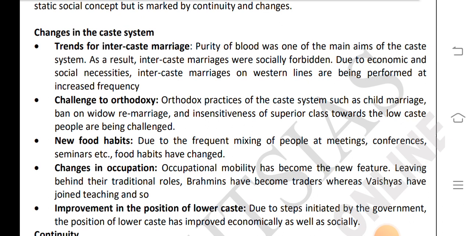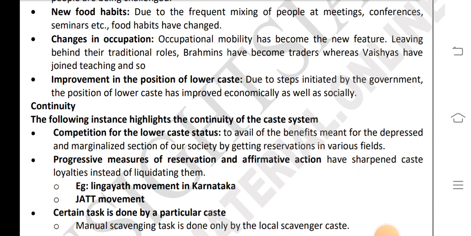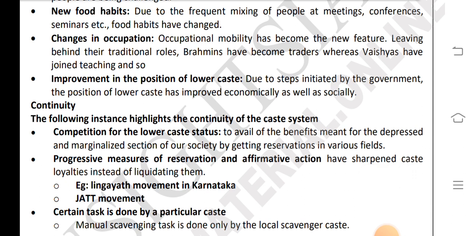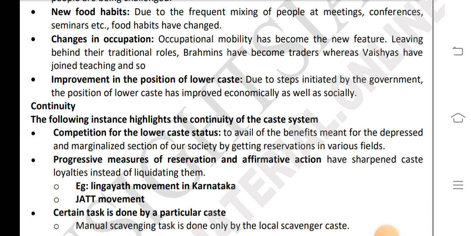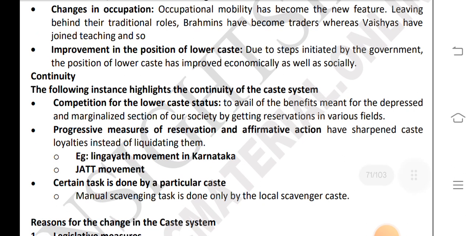Traits: intercaste marriages and purity of blood were one of the main aims of the caste system. As a result, intercaste marriages were socially forbidden due to economic and social necessities, but now intercaste marriages on western lines are being performed. It has encouraged frequent challenges to the orthodox practices of the caste system, such as child marriages, the ban on widow remarriage, and the insensitiveness of the superior class towards the lower caste people.